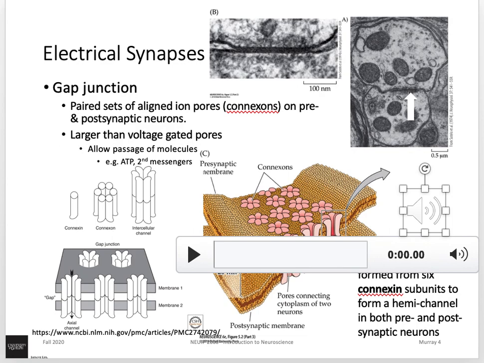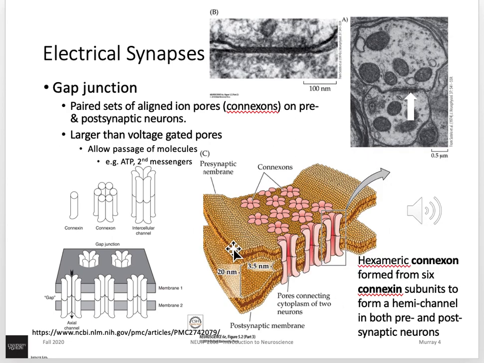There we go. Okay, so these figures are taken from 5.2 of your textbook and illustrate highly magnified electrical synapses that are formed between two neurons in the inferior olive of the mammalian brain.